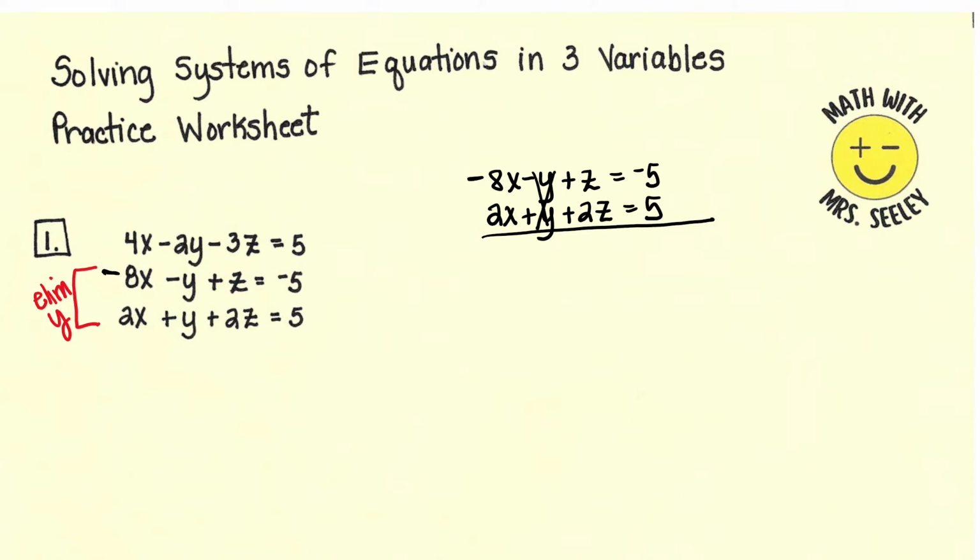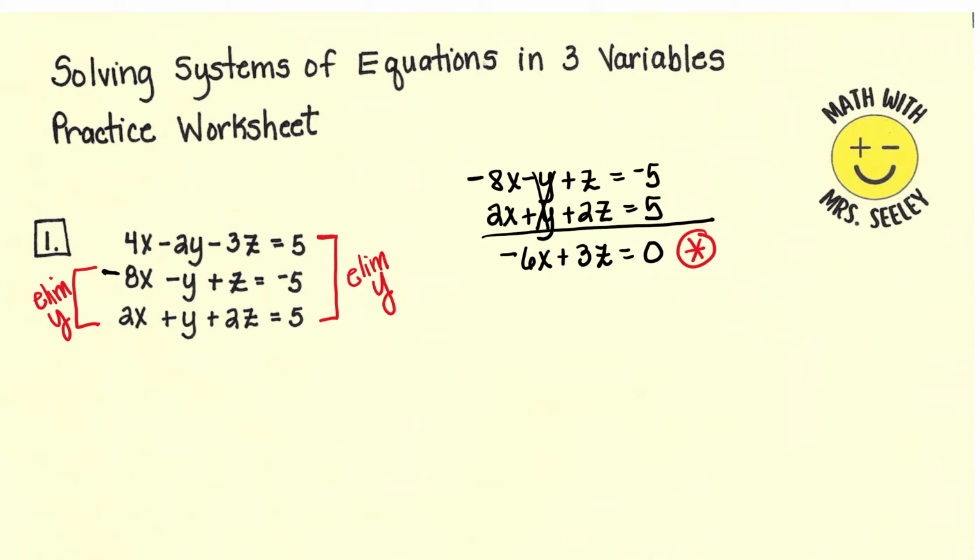Putting those equations together, the y's cancel. We get negative 6x plus 3z is equal to 0. We're going to call that our first star equation. Now we have to eliminate the same variable again, but we must use the equation we haven't used yet. You have not used this top equation. I'm going to choose the bottom and the top and eliminate y again.